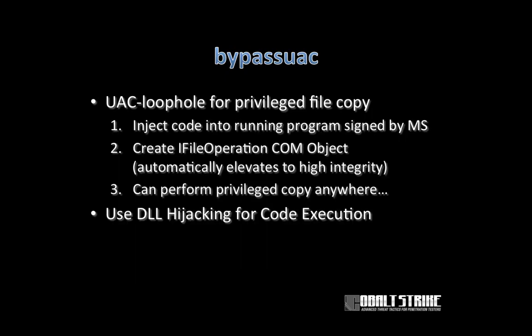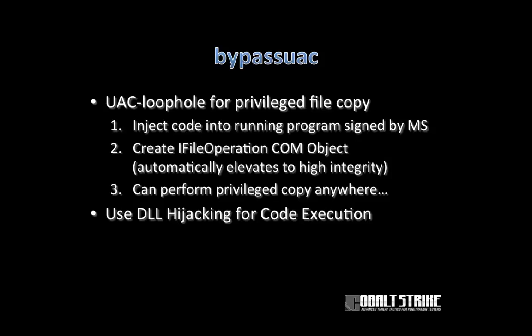Let's go through them. Here's how the privileged file copy piece works. First, we kick off a program that is running from a safe directory signed with a Microsoft code signing certificate. Notepad.exe is as good of a candidate as any. We then inject our bypass UAC logic into that program. We can do that because both programs are running in a medium integrity context by the same user. So I can inject code into that program.